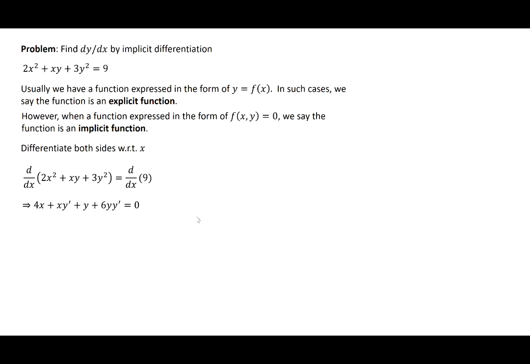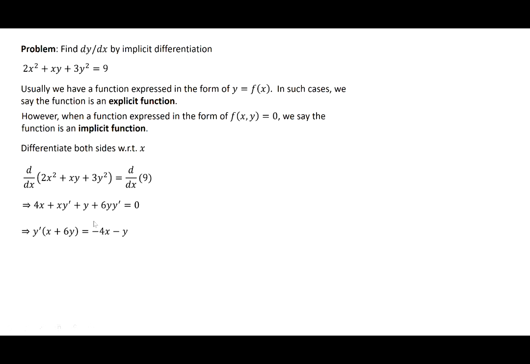Did that help any? What are we supposed to find? We are supposed to find dy/dx. Are we there? Yeah, dy/dx is nothing but y prime. Look at this equation. It has y prime terms. And so all we need to do is solve it like an algebraic equation for y prime and we are done. So how about doing something like this?